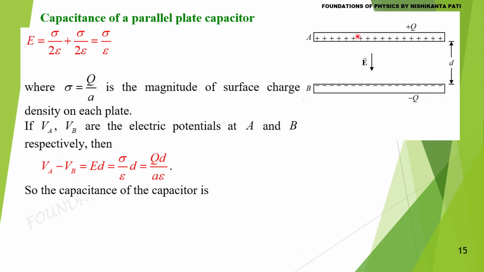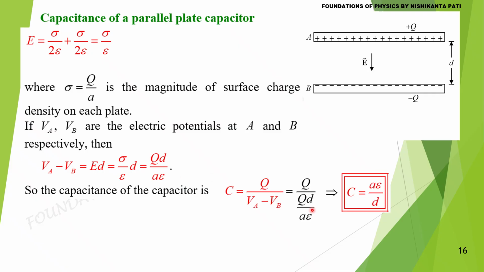The electric field by the upper plate is sigma by 2 epsilon. The electric field by the lower plate is also sigma by 2 epsilon. The total field is now sigma by epsilon. Sigma is the magnitude of surface charge density on each plate, which is equal to Q by A. Now the A plate is at high potential, the B plate is at low potential. A plate potential is VA, B plate potential is VB. So VA minus VB is E into D. This is only applicable in case of uniform electric field. Putting the value of E, we get VA minus VB equal to QD by A epsilon.